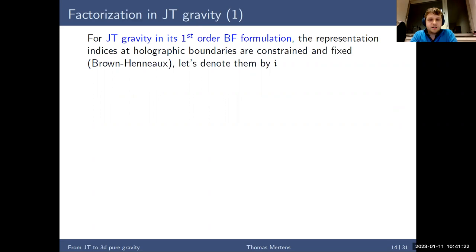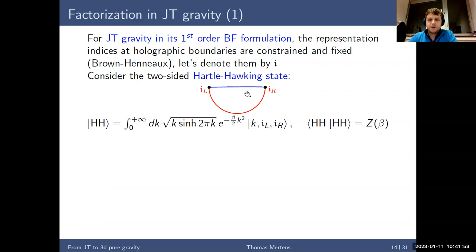And one of these is that the representation indices at the boundaries, if they are holographic, are constrained and fixed. These are simply the implementation of the Brown-Henneaux boundary conditions. So let's denote them by this strange I that I have here. And now let's consider a particular state with two endpoints, a particular two-sided state, the Hartle-Hawking state, which I've drawn here. And I've denoted the endpoints by I, and I'm going to give them a subscript L and R to denote the left endpoint and the right endpoint.